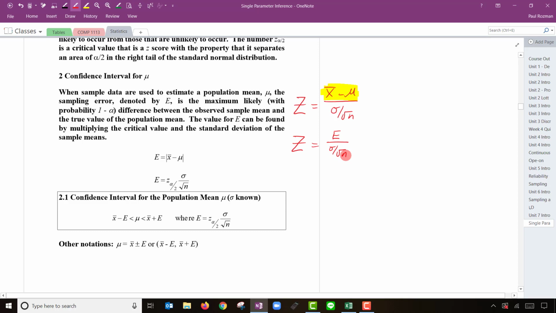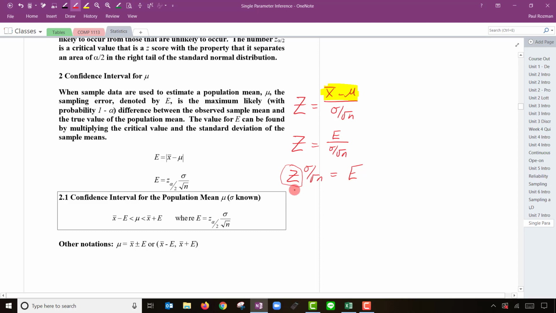And then we can take this formula and rearrange it as a way to calculate error. Error is equal to some z-score times sigma over root n. Now, we have some control over the z-score that we pick. This will be our critical value. This is a z-score that separates what's likely to happen from things that are not so likely to happen. And now we can have a way to estimate error.